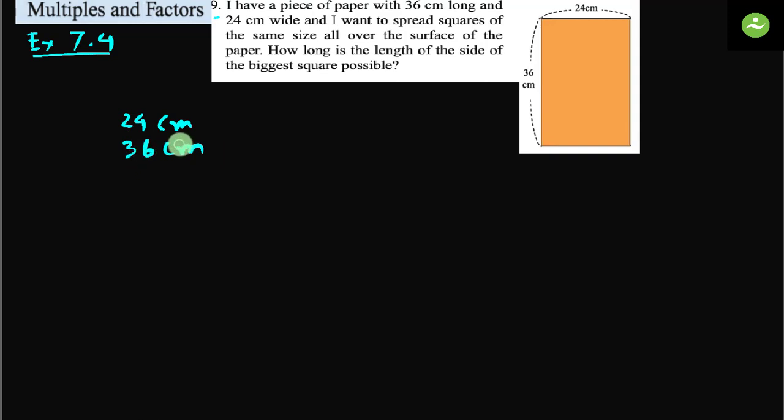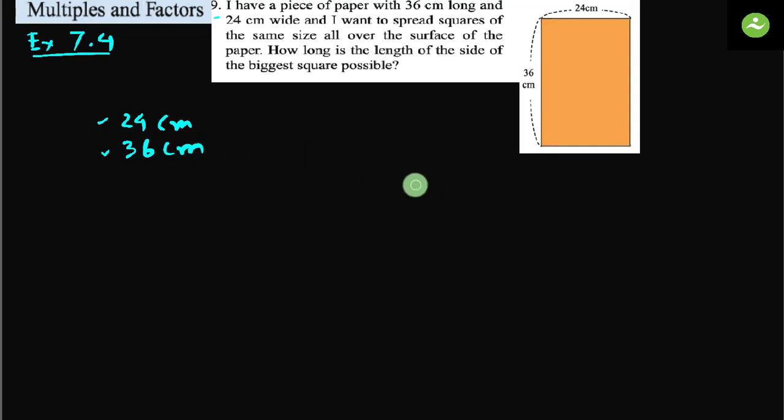So we have to find a length that divides both 24 and 36 evenly. Evenly means there should be no remainder. We have to find a number that divides 24 and 36 evenly. So how we find that? That is actually the factor of 24 and 36. And we have to find the biggest factor, or HCF.